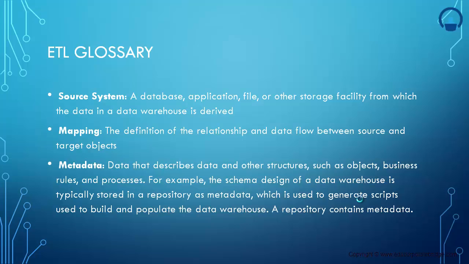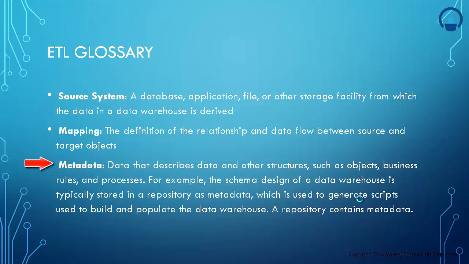So this definition, that means this addition of two numbers, is defined in the mapping. So it is kind of a relationship which is defined between the data flow between the source and the target objects. Next, metadata. Metadata is data which describes data and other structures such as objects, business rules and processes. Example, the schema design of a data warehouse is typically stored in a repository as metadata, which is used to generate scripts used to build and populate the data warehouse.